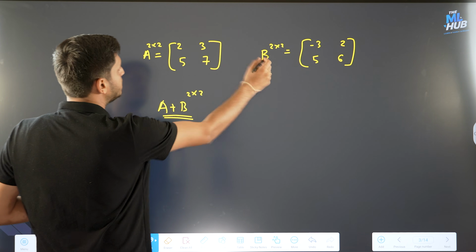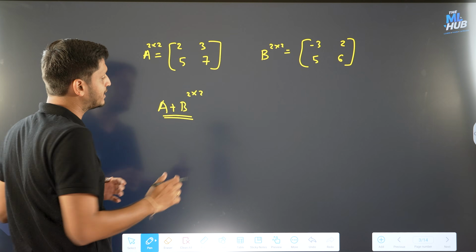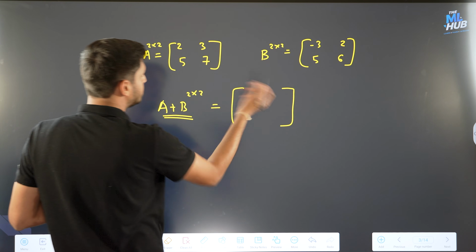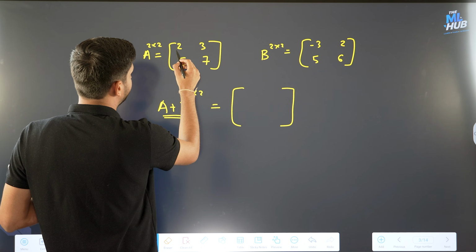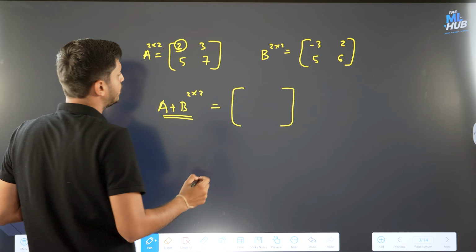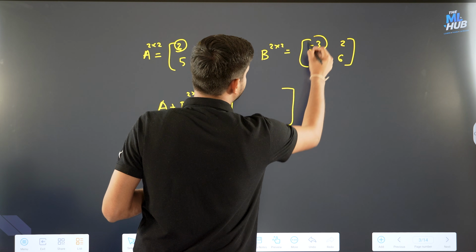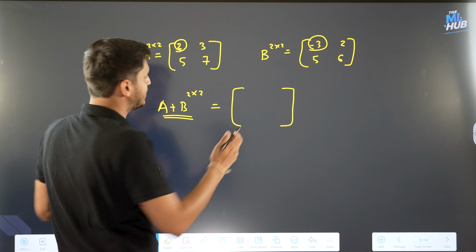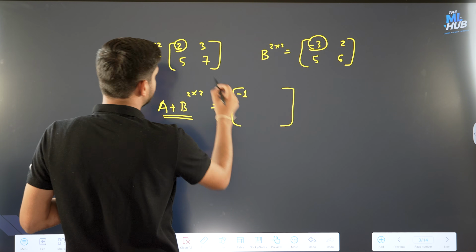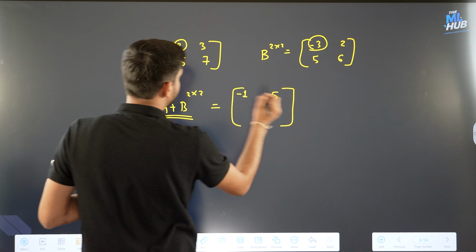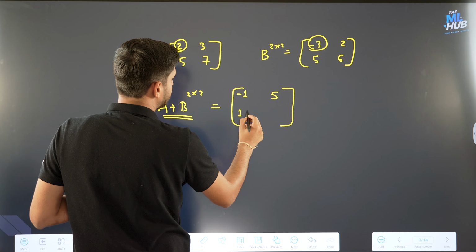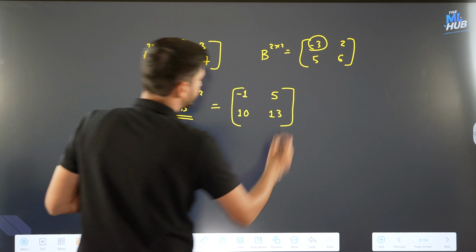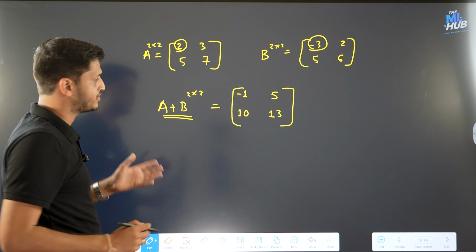So here the order of A and B are both 2 cross 2, and hence we can add them, and addition is very simple. You just have to add all elements pair wise, element by element. The element in the first row and first column here will be added to the element in the first row and first column there. So 2 and minus 3 will be added, we will get -1. So this element will become -1, and here 3 plus 2 will become 5, 5 plus 5 will become 10, and 7 plus 6 will become 13. So this is how we can add two matrices, okay?